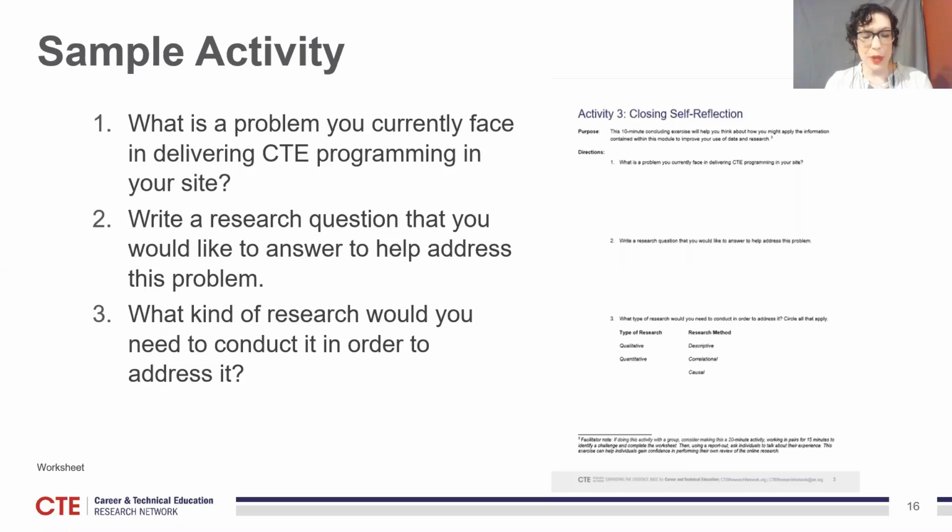The activity asks practitioners to consider 3 questions. What is a problem you currently face in delivering CTE programming in your site? Write a research question that you would like to answer to help address this problem. And then what kind of research would you need to conduct in order to address it? This third question includes thinking about the types of research, quantitative or qualitative, as we mentioned earlier, or the research method, descriptive, correlational, or causal.